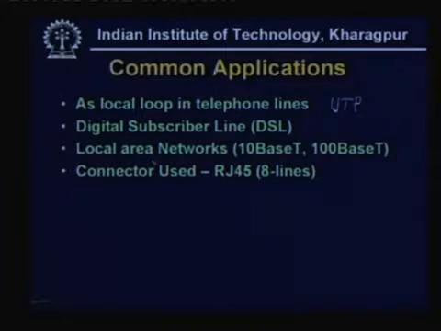Then, as we shall see later when we discuss local area networks, there also the twisted pair of wire is used. UTP, Category 5 or Category 6 cables, are used in different situations for point-to-point communication, particularly 10 Base-T and 100 Base-T Ethernet networks. Later on we shall discuss it in more detail. And normally the connector used is RJ45 with 8 lines. This is the type of cable connector that is used in the context of UTP cables.